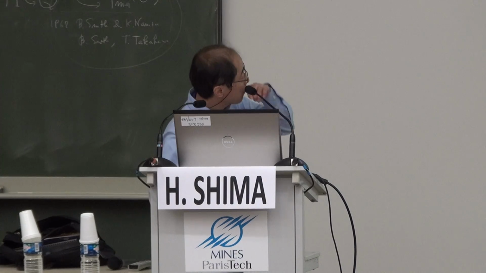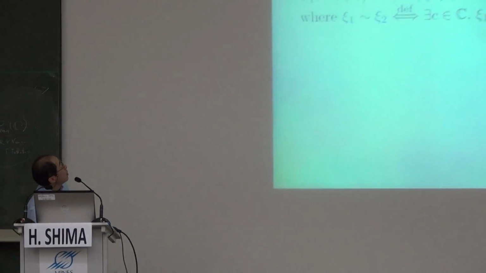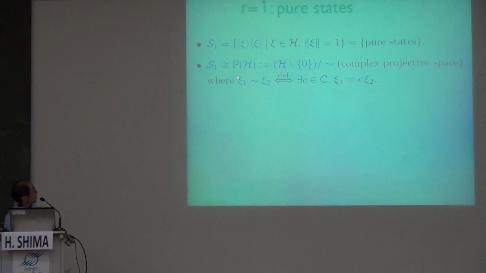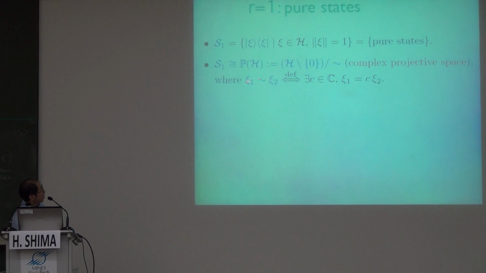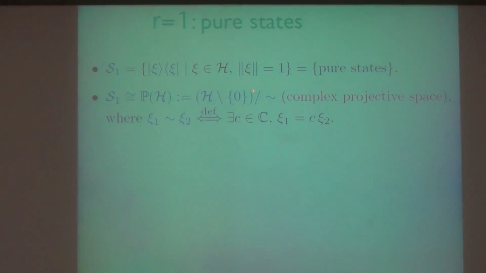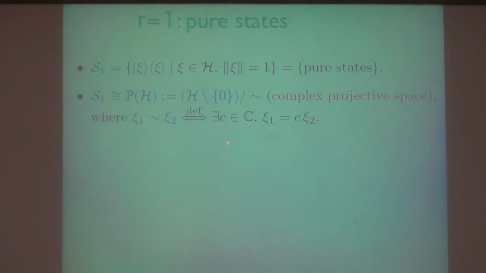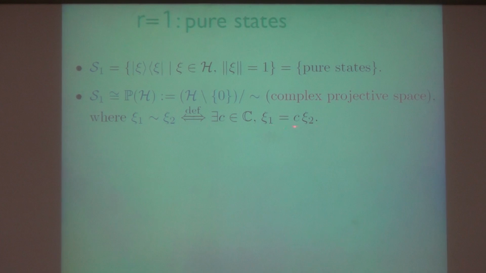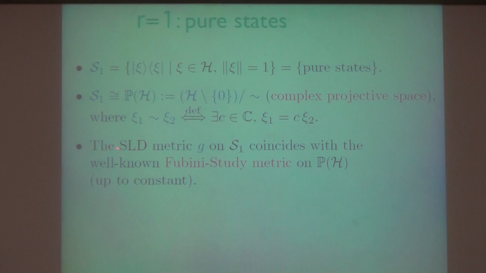So later, in the case of r equals 1, S_1 is the set of pure states. The set of pure states is regarded as the complex projective space. That is, let us consider the set H, not including zero. For elements Z1 and Z2 of this set, define the similarity condition by this relationship. Then the quotient set is called complex projective space. The SLD metric G on this space is known to coincide with the well-known Fubini-Study metric on the projective space.